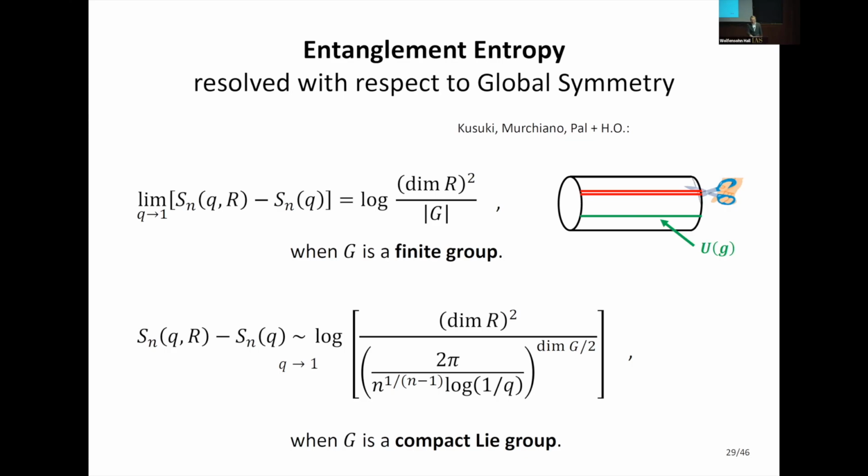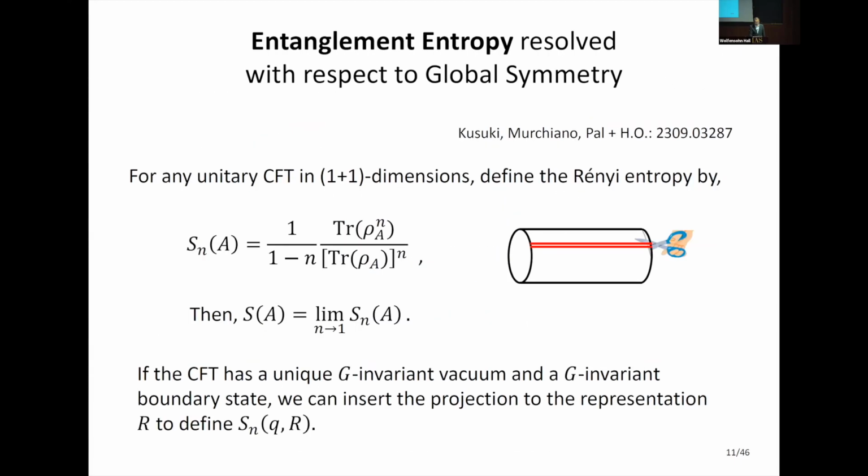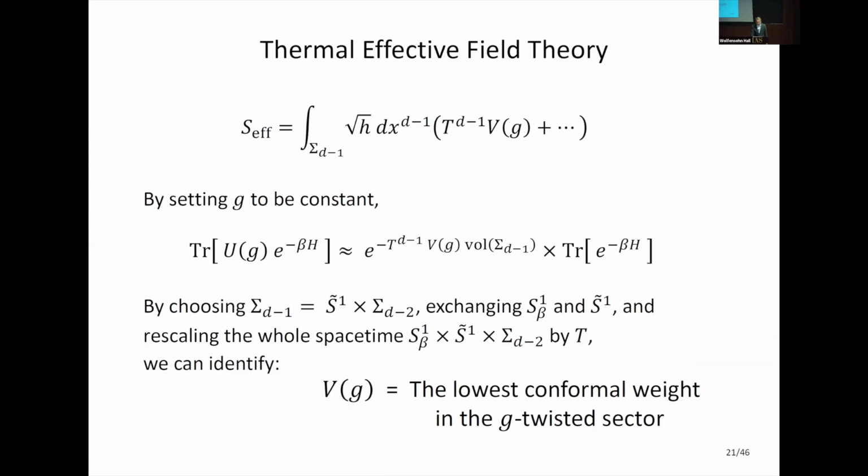I think I had the formula. Q is the exponential of the ratio of the size of this versus this. Yeah, and so here's the definition of Sn. So it's a Renyi entropy.